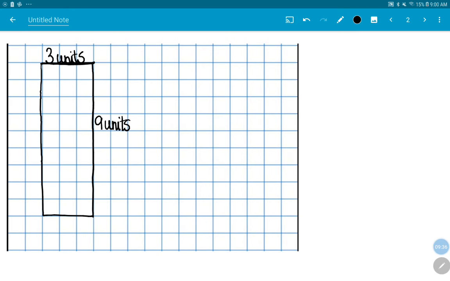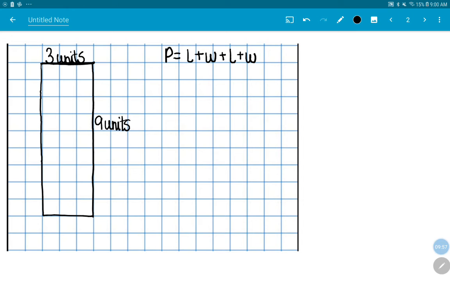No, that does not matter the order. So to find the perimeter, we said we had to add all sides, so we'll have the length plus the width plus the length again plus the width again.